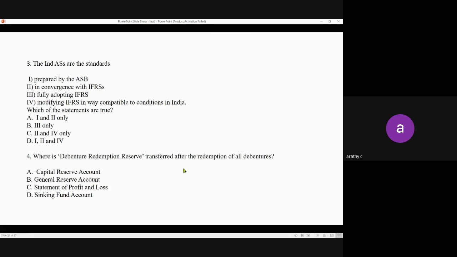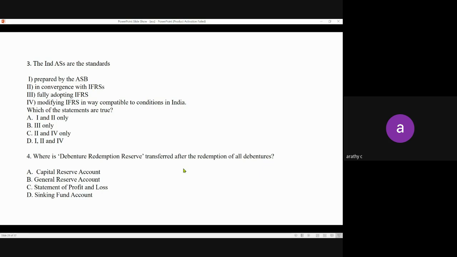അതായത് ഫസ്റ്റും സെക്കൻഡും ഫോർത്തും will include in it is prepared by the ASB in convergence with IFRS and modifying IFRS in way compatible to conditions in India. അതിൽ തേർഡ് വൺ ഇല്ല. അപ്പൊ എന്താണ് ആൻസർ? ഡി ആണ്. ഫസ്റ്റ്, സെക്കൻഡ് ആൻഡ് ഫോർത്ത്.